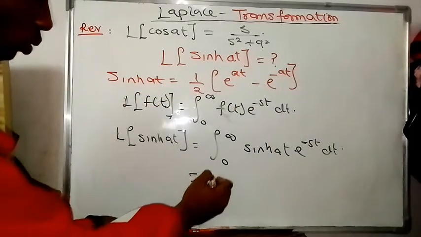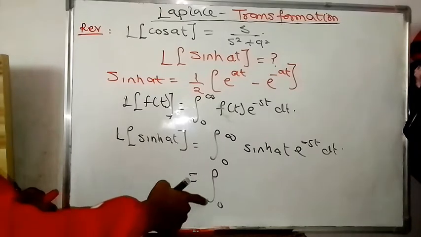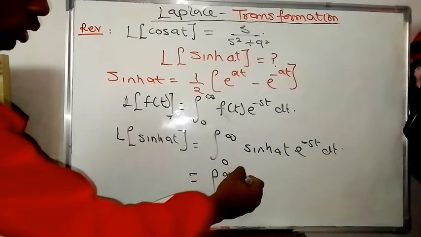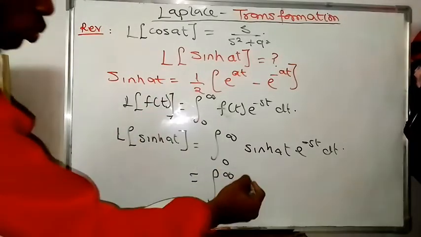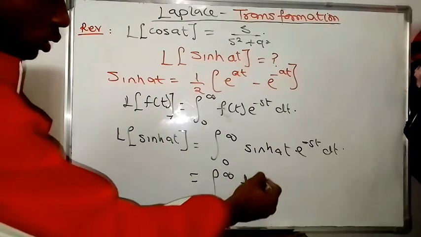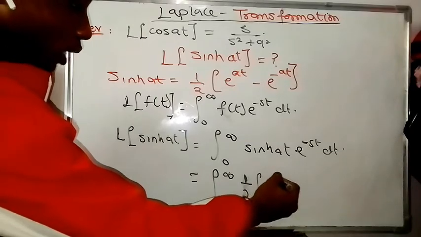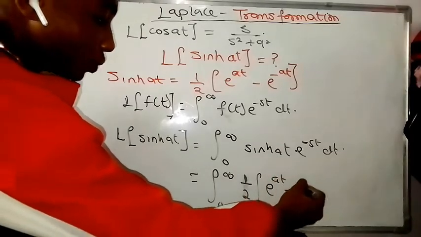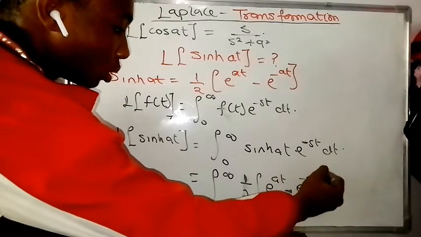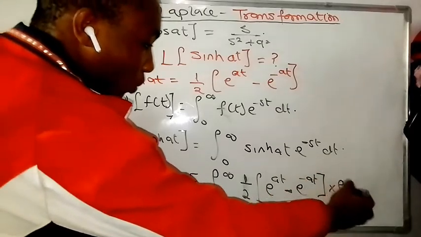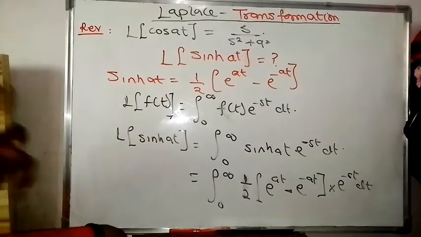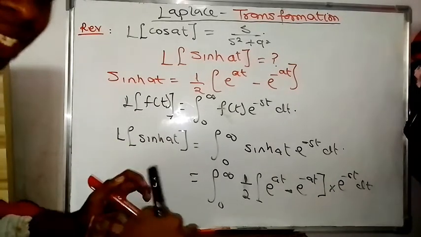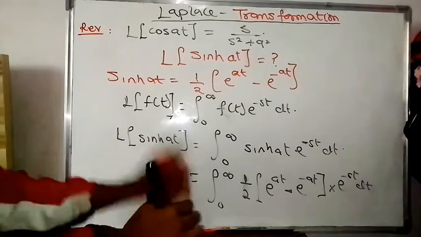So this is equal to the integral from 0 to infinity of open bracket 1 over 2 open bracket exponential at minus exponential minus at close bracket times exponential minus st dt. This makes it very easy for us to integrate it and apply our limit.